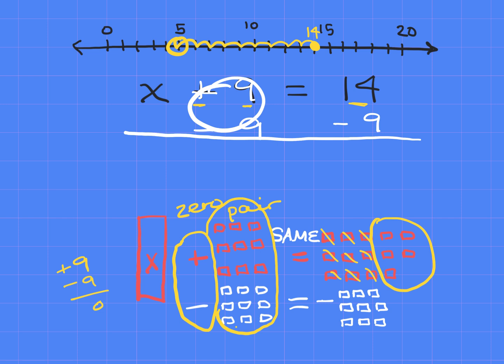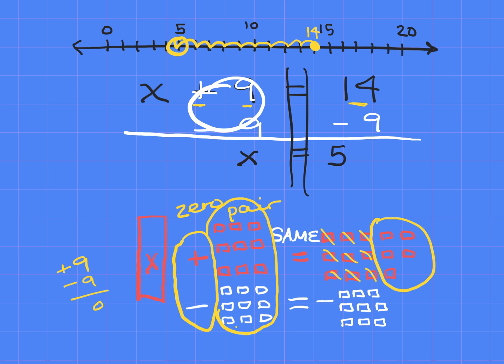And so this is really x plus 0, which means that this is really just x left on this side. We bring down the equal sign. Some teachers have kids draw a train track just to remind themselves to bring down the equal sign. And then on the right side, we just do the math. 14 minus 9 equals 5.